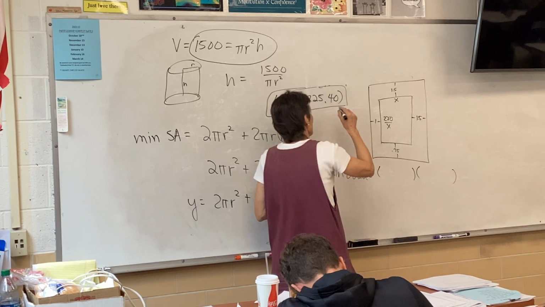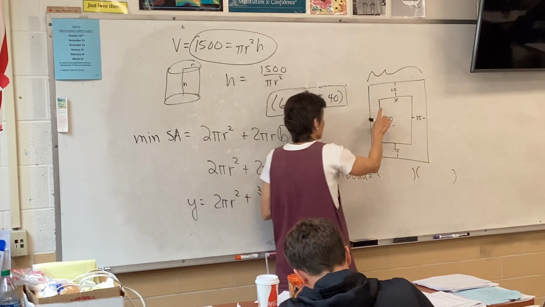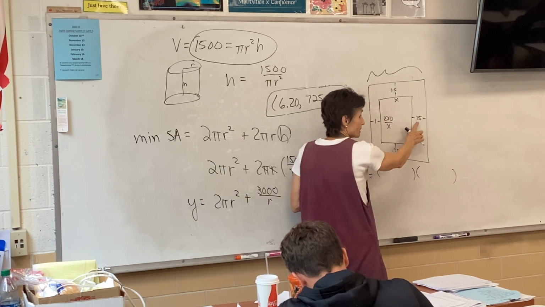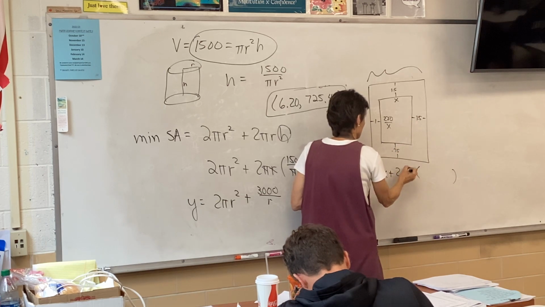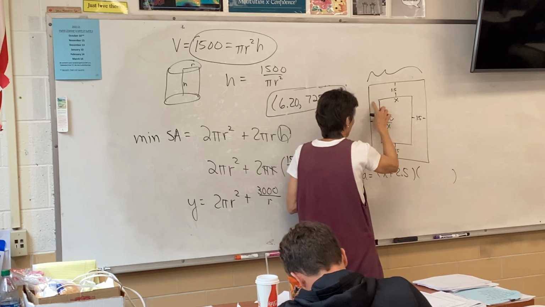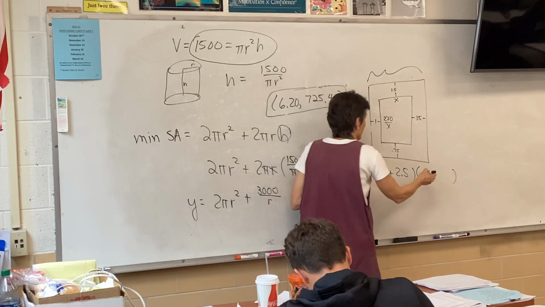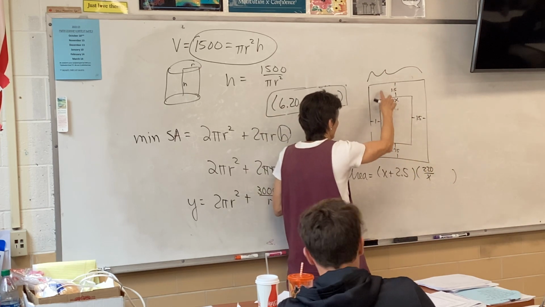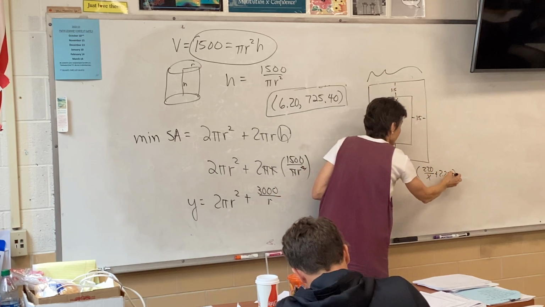So what is the width of the entire page? Well, it's this x plus 2.5. That's this across here. It's that x, a 1 on this side, the 1.5 on that side. What's the length of the entire thing? 220 over x plus 2.25.